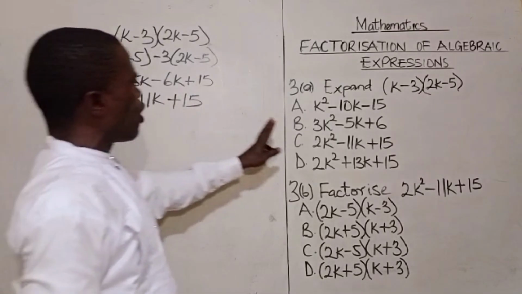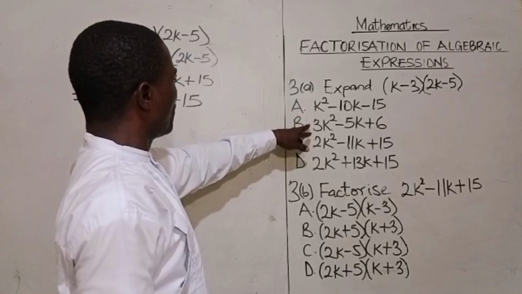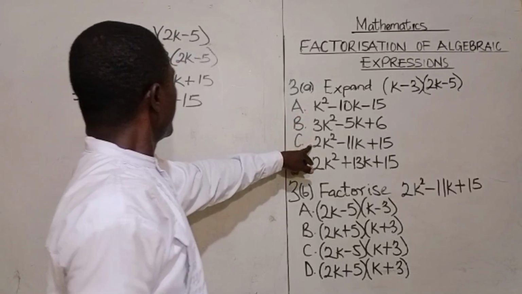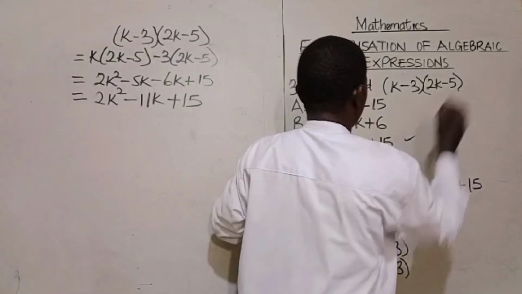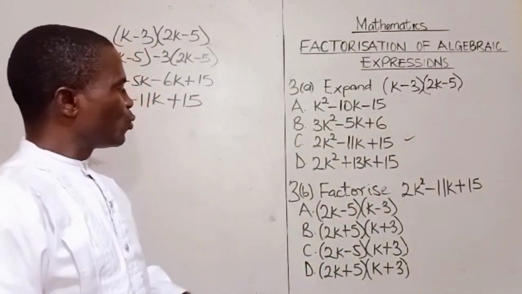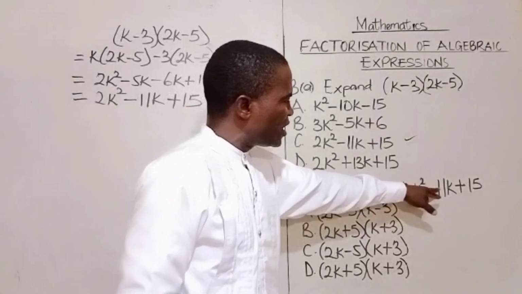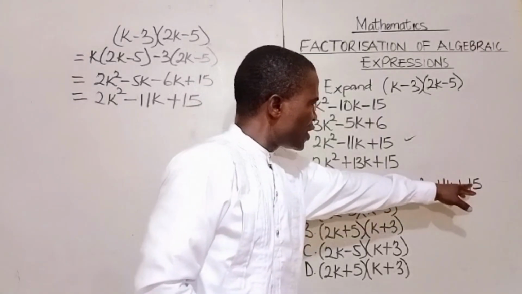Now let's see which of the options is most appropriate. Option A wrong, option B wrong, option C is the most appropriate. Now we proceed to the second part of the question, which says factorize 2k squared minus 11k plus 15.